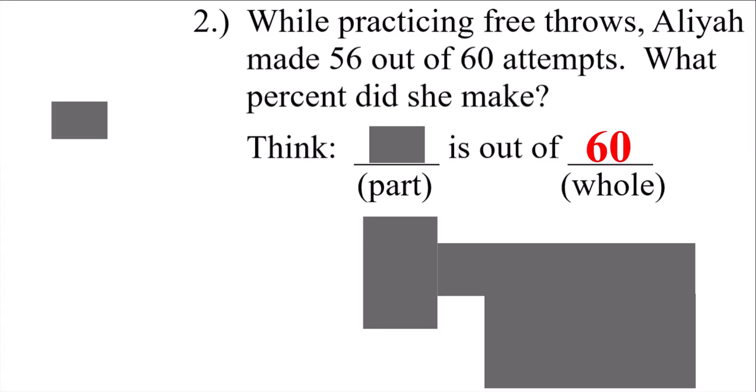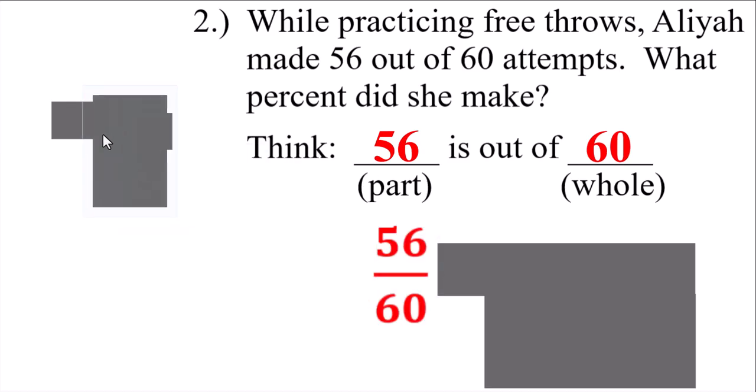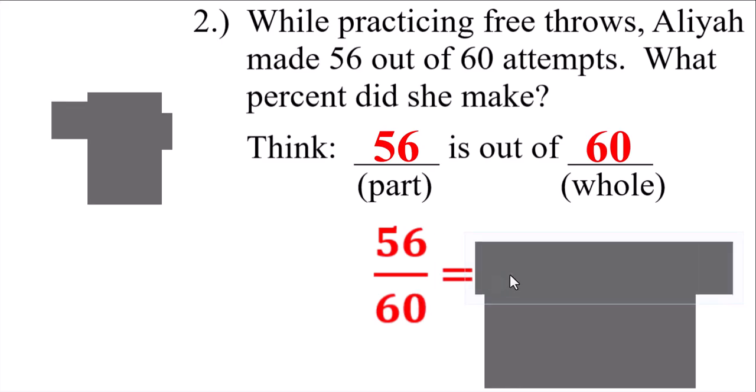And then 56 is the part that she made. So very specific here. We got the part she made. We have the total whole amount of attempts that she made. 56 is out of 60. So that's the order we're going to write down as a fraction, although we're going to really divide in our calculator. So 56 you'll type in first, then divided by 60. What does that equal? Go ahead and type it into your calculator if you haven't already.